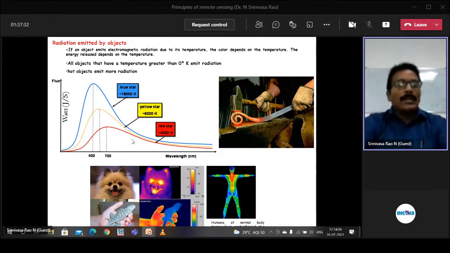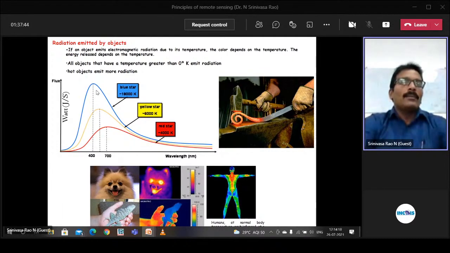Now, a real example I will give you: if you are cooking anything on a gas stove, the flame color you see is blue. Why is it blue? The consumption of the gas is the same, but if the flame color is blue, within a short time it gives more energy, more heat. That's why we can cook the items quickly.